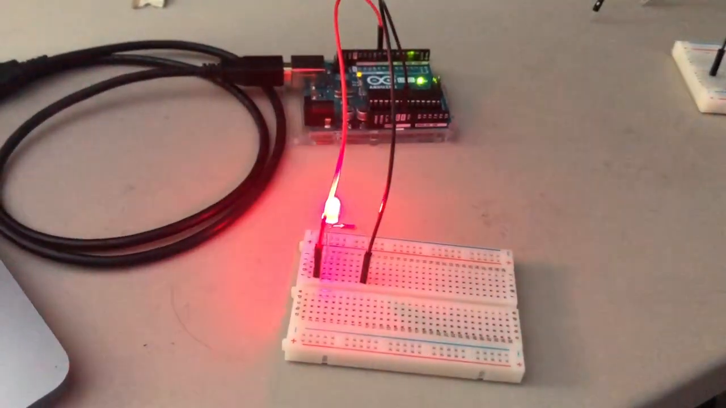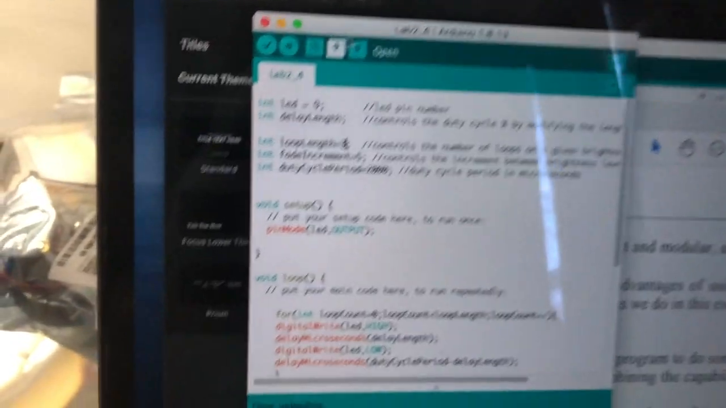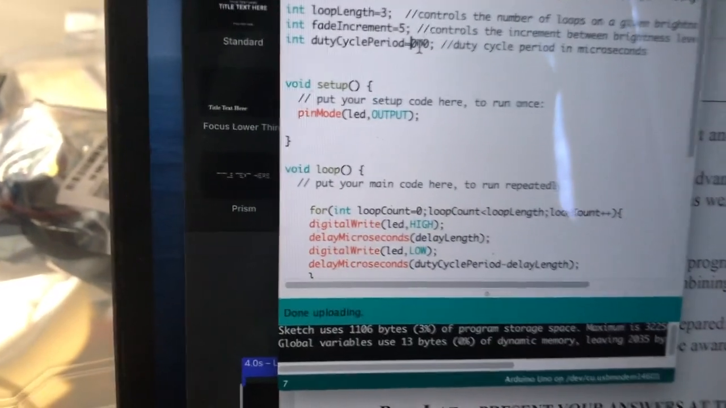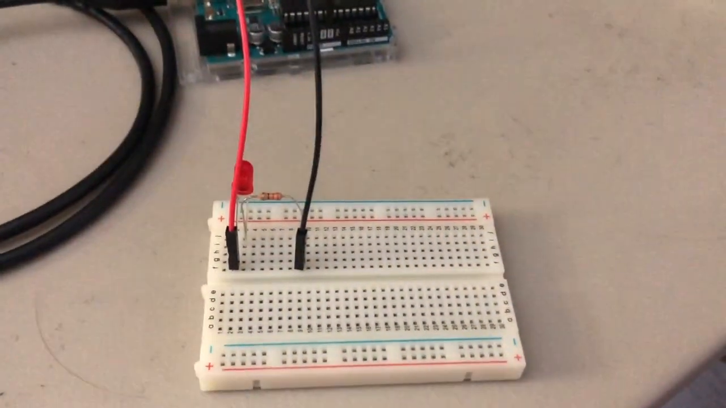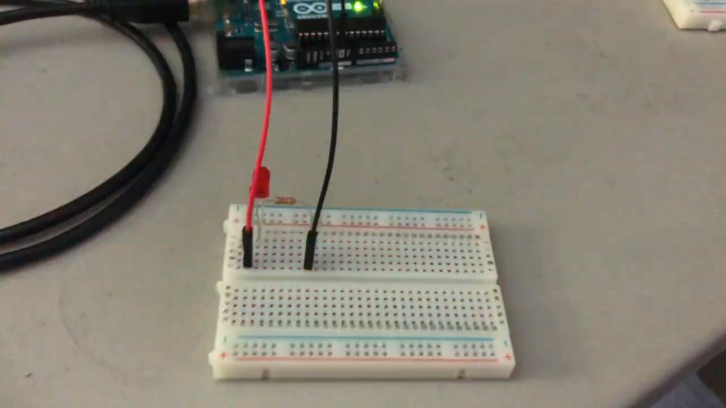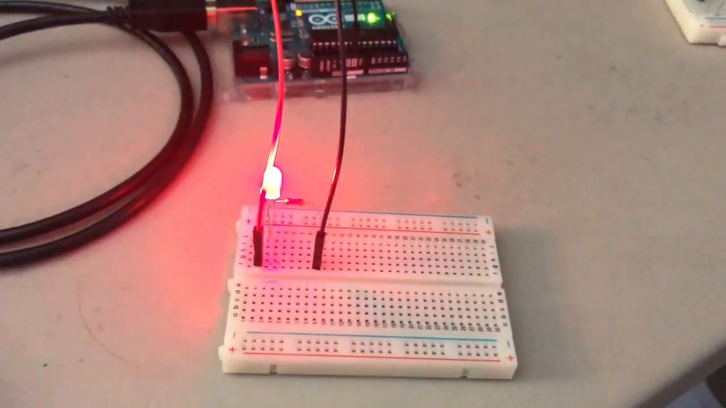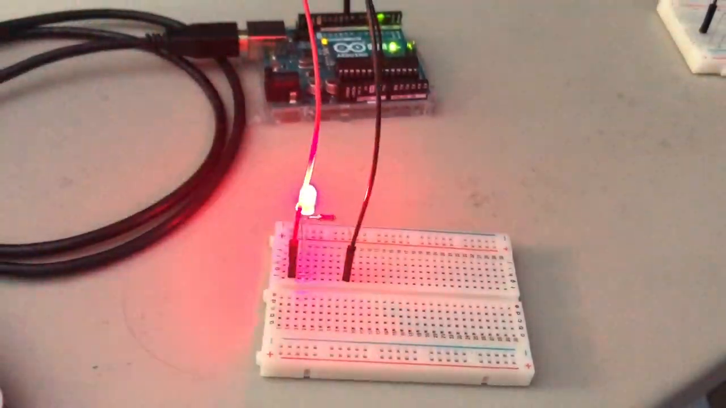Now all of these fade functionalities are at a frequency of about 500 hertz, or a duty cycle period of 2,000 microseconds. I can change this 2,000 microseconds to be, say, 1,000 microseconds and double the frequency of the duty cycle. This is another way of changing the speed. So now if I make it 1,000 microseconds, even though I'm looping 3 times like I was in the slow, you see I'm going so much faster because my period of duty cycles is shorter.